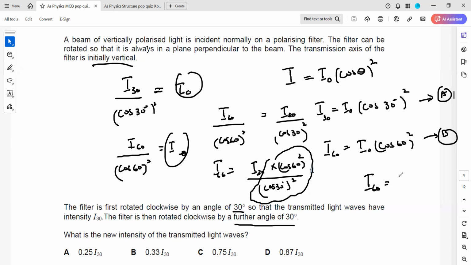Why are we comparing the two values? Because all the answers are in I30. That's why we are comparing. It is a comparison between when the angle is 30 degrees and when the angle is 60 degrees, by what factor the light passes through, because all the answers are given in I30. That's why it is a comparison.